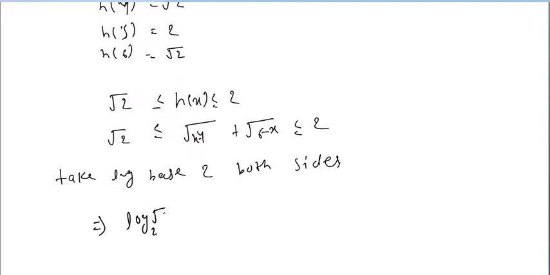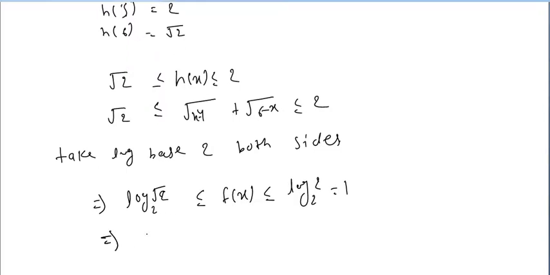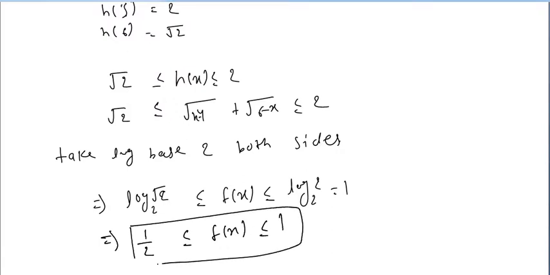After taking log base 2 on both sides, what are we getting? Log base 2 of 2 is greater than or equal to f(x), because if you are taking log base 2, it automatically becomes your function f(x), and log base 2 of 2 is equal to nothing but 1. So guys, what is the other value? This value is 1 by 2, and f(x) is greater than or equal to 1 by 2 and less than or equal to 1. So the range of our function is 1 by 2 to 1.